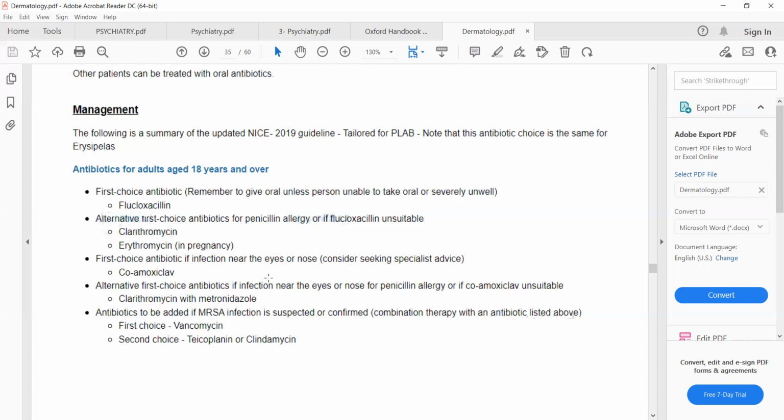Now, first choice antibiotic if the infection is near the eyes or nose. If infection is near the eyes or nose, then we need to give coamoxicillin. And if infection is near the eyes or nose and someone is allergic to penicillin, then again we'll give clarithromycin with metronidazole.